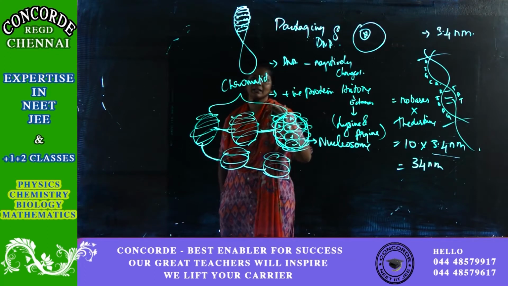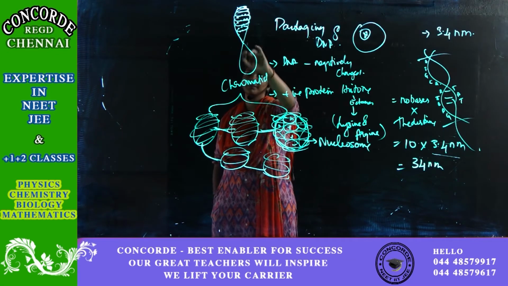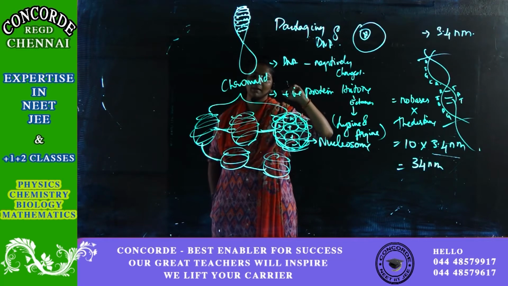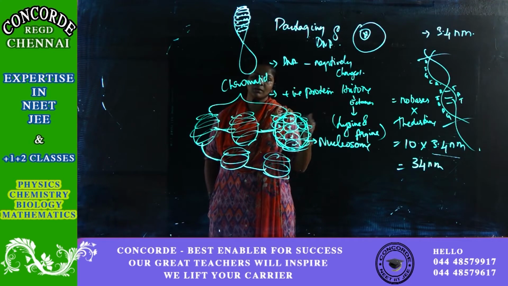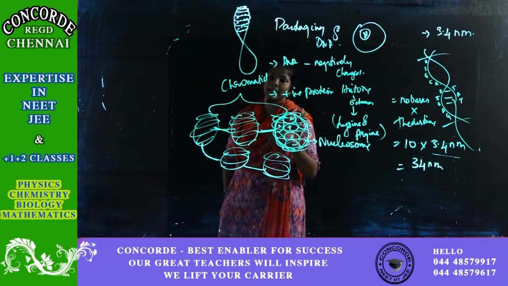If I have to get the DNA from this chromosome, I have to first pull out the chromatids. From the chromatids, I have to pull out the nucleosomes. From the nucleosome, I can pull out the DNA. So this is how the DNA is arranged.